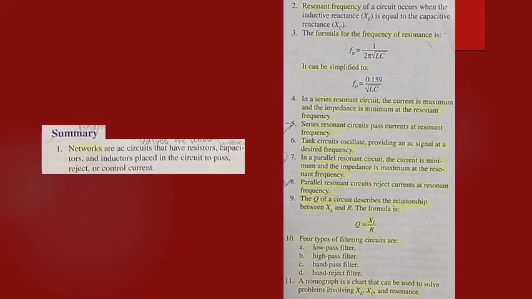Number one, networks are AC circuits that have resistors, capacitors, and inductors placed in the circuit to pass, reject, or control current. Number two, resonant frequency in a circuit occurs when the inductive reactance, or XL, is equal to the capacitive reactance, or XC. Number three, the formula for frequency of resonance.